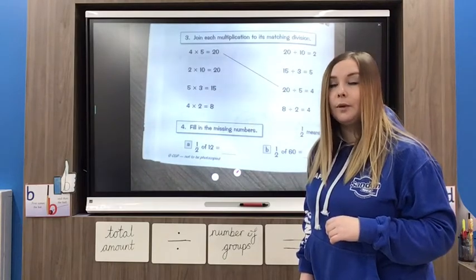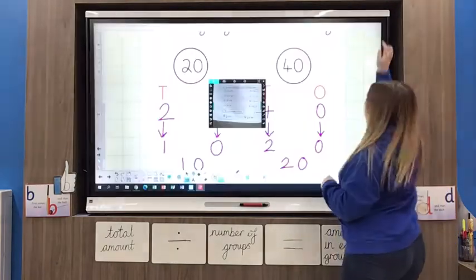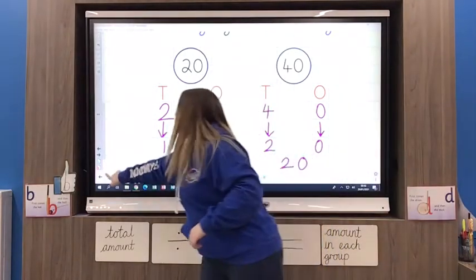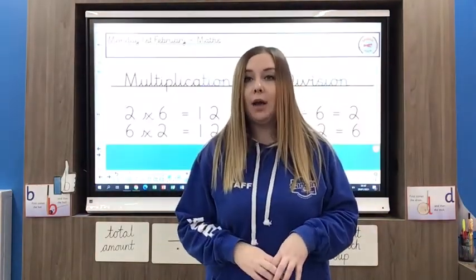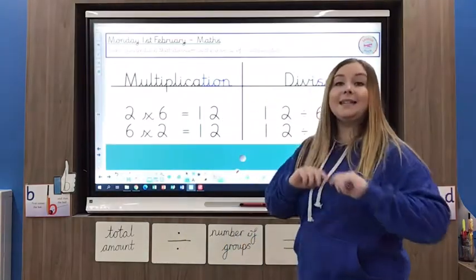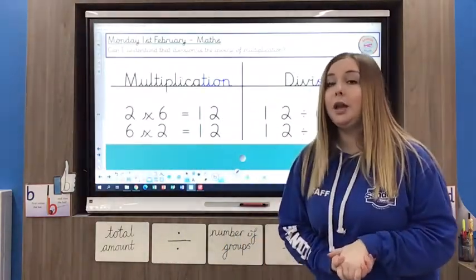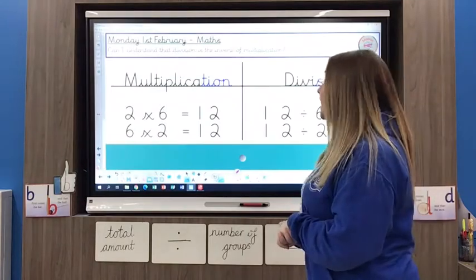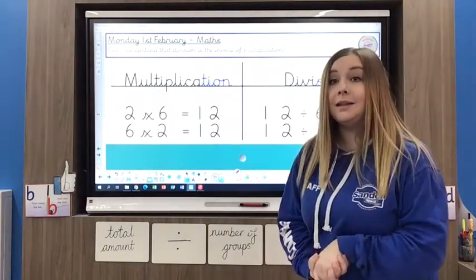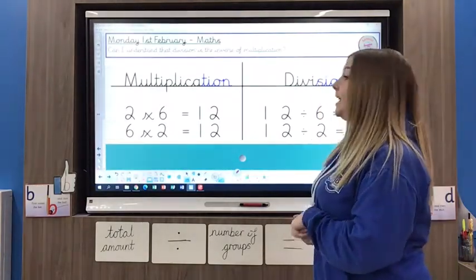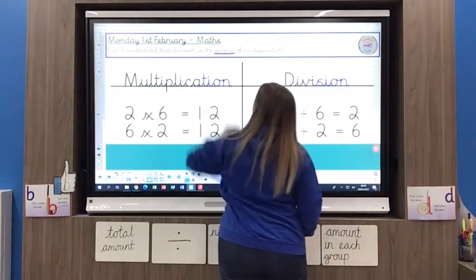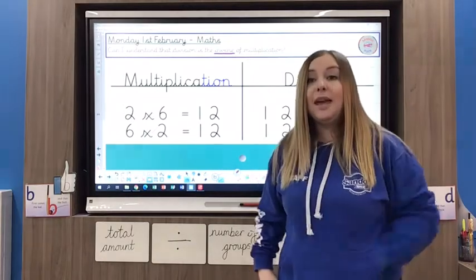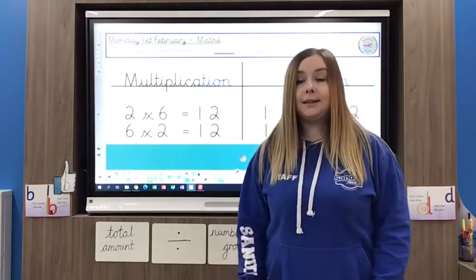Okay, brilliant. So, once you've done that then, year 4, we're going to be going on to the main part of our lesson. And this ties in with our learning question. So our learning question for today says, can I understand that division is the inverse of multiplication? Now, inverse means the opposite.